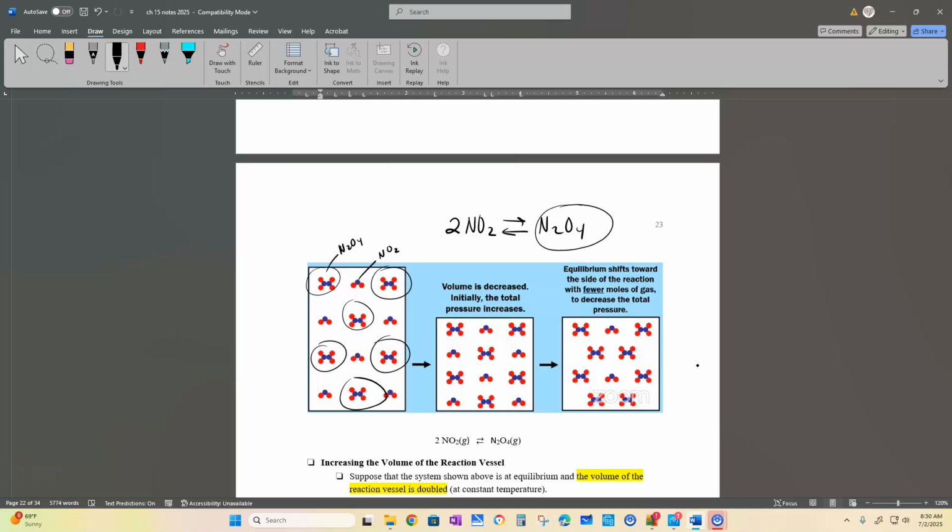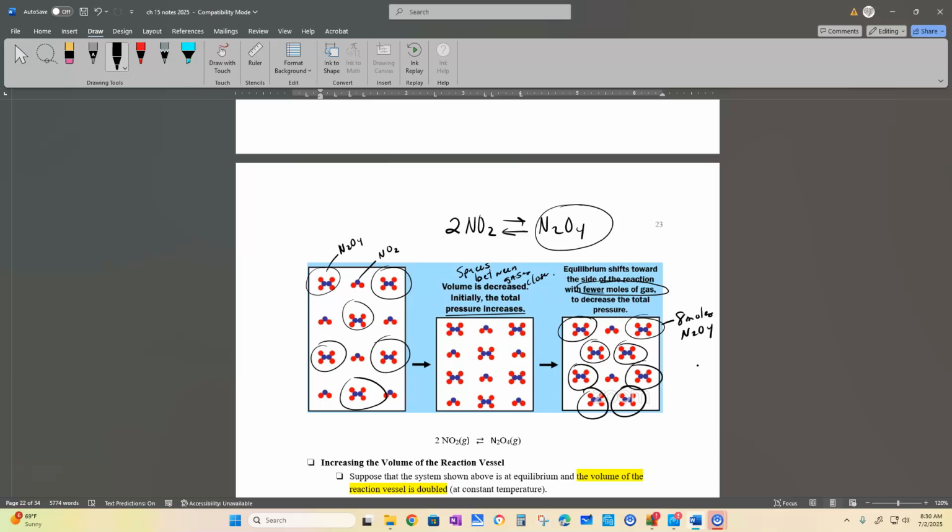Now notice what happens. Volume is decreased initially, so the pressure increases. So you brought them closer together. So the spaces between the gases got closer together, okay? So what happens is, at equilibrium, it's going to shift to the side with the fewest gas moles, so decrease that total pressure. So notice what you did. 1, 2, 3, 4, 5, 6, 7, 8. I now have 8 moles of that N2O4.